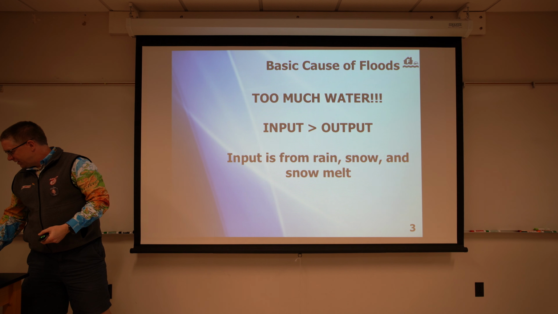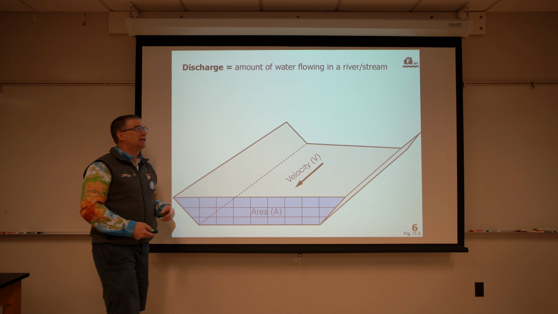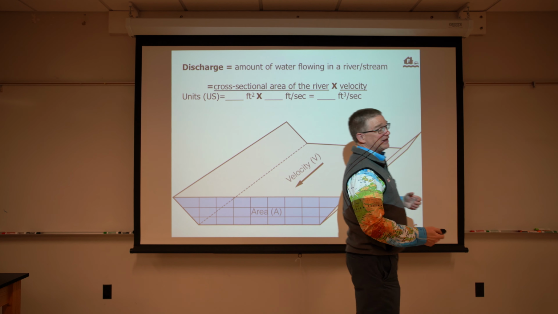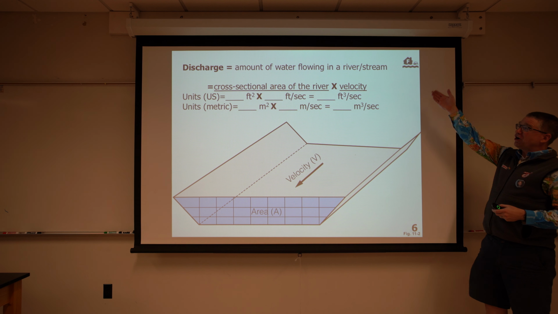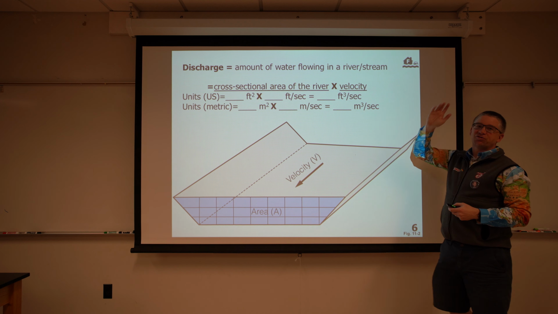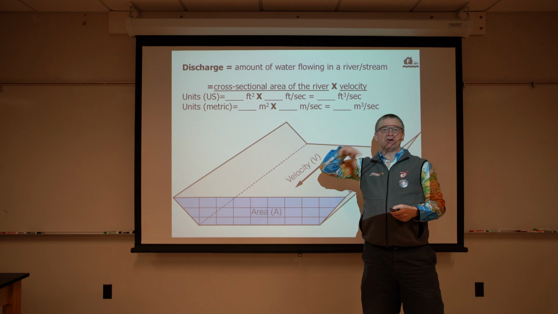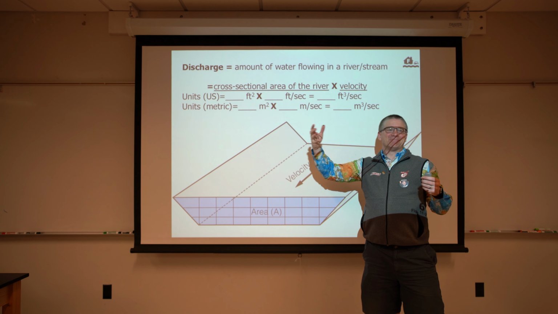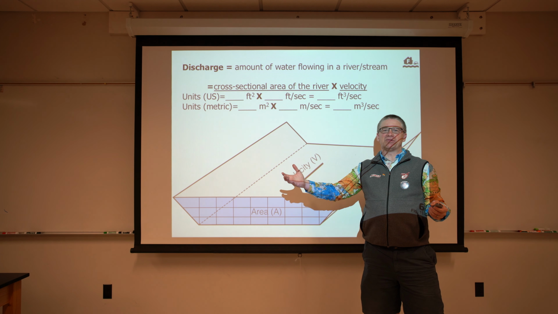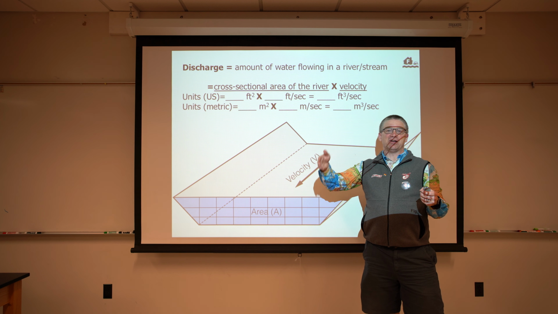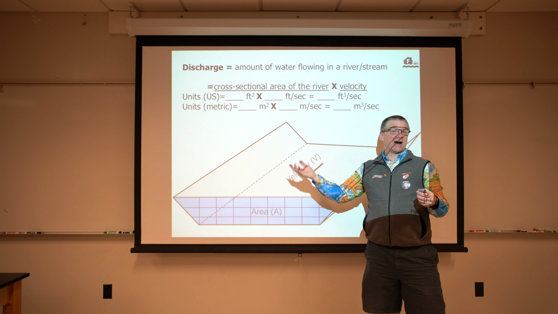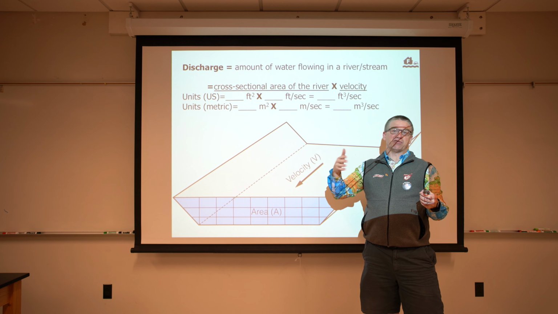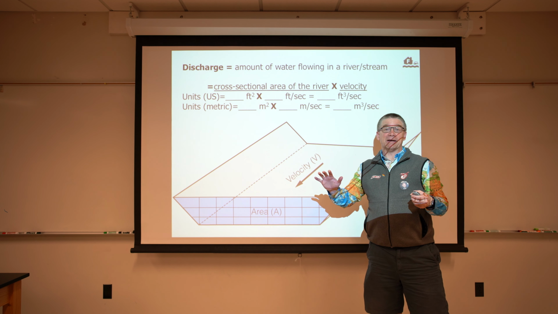Now, if we're going to talk about input and output, we need a way to measure input and output. And we do that with what's called discharge. Discharge is the amount of water flowing in a river or stream. And just as a side note, river, stream, creek, really no difference between those three terms. Traditionally, river is bigger, stream is smaller, creek is smaller than that. But there's no numeric threshold for either one of those. So I will use the terms river, stream, and creek interchangeably, and that's okay.